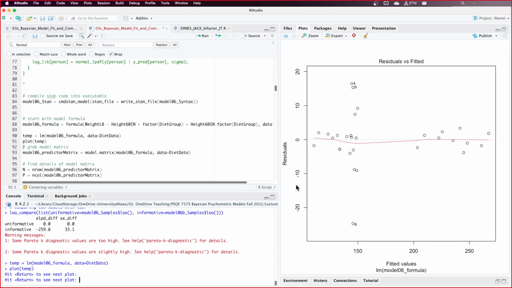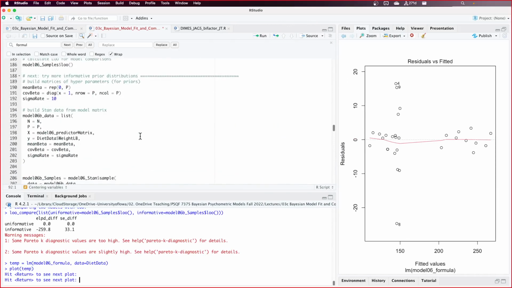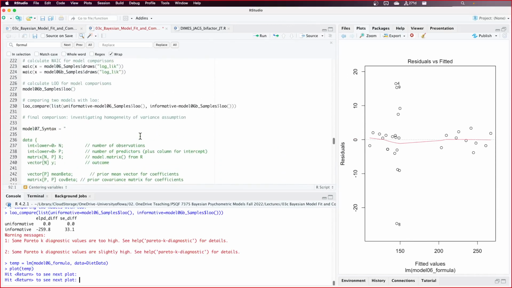Okay. So let's talk about how we do this now in Stan. Behold Model 7, the cliffhanger.